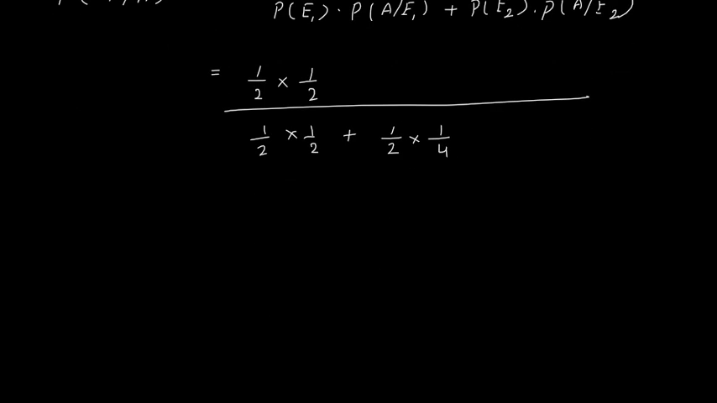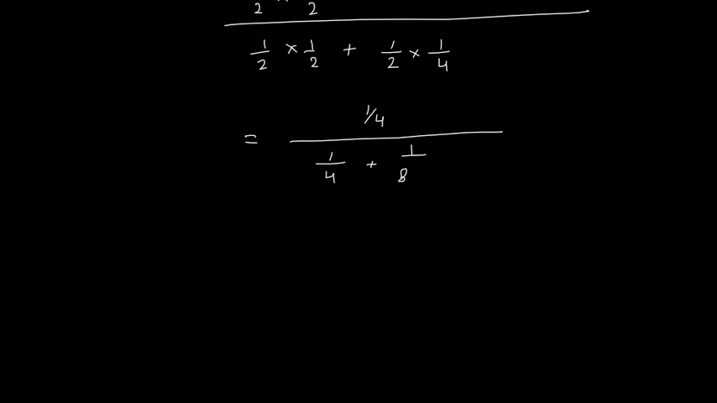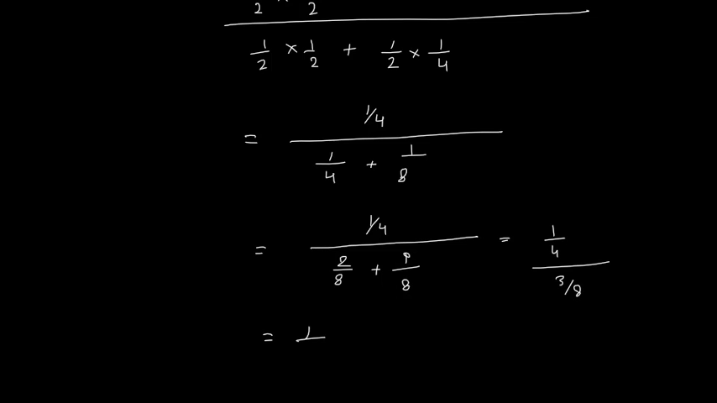Now this is equal to 1 upon 4 divided by 1 upon 4 plus 1 upon 8. This is equal to 1 by 4 divided by 2 upon 8 plus 1 upon 8. So I will get 1 divided by 4 whole divided by 3 divided by 8. So this is 1 divided by 4 into 8 divided by 3, which is 2 divided by 3. So the answer is 2 divided by 3.